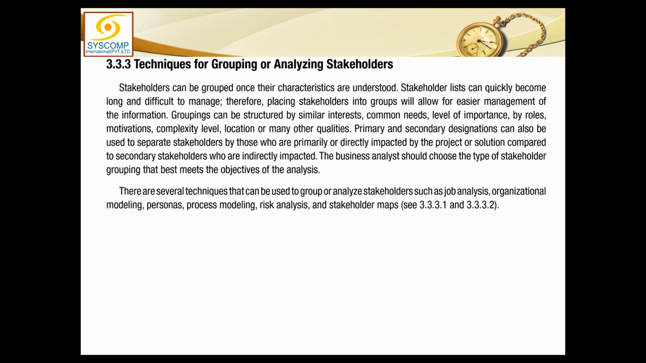Primary and secondary designations can also be used to separate stakeholders by those who are primarily or directly impacted by the project or solution compared to secondary stakeholders who are indirectly impacted. The business analyst should choose the type of stakeholder grouping that best meets the objectives of the analysis. So this is the decision of the business analyst, but it should be aligned with or best meet the objectives of the analysis.